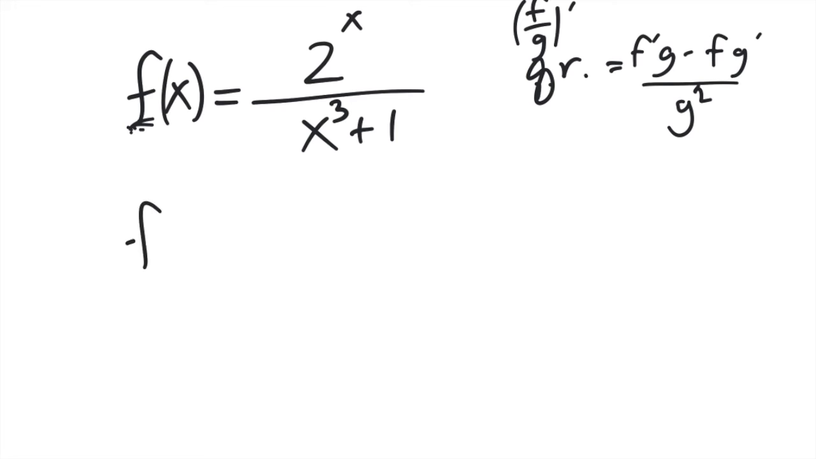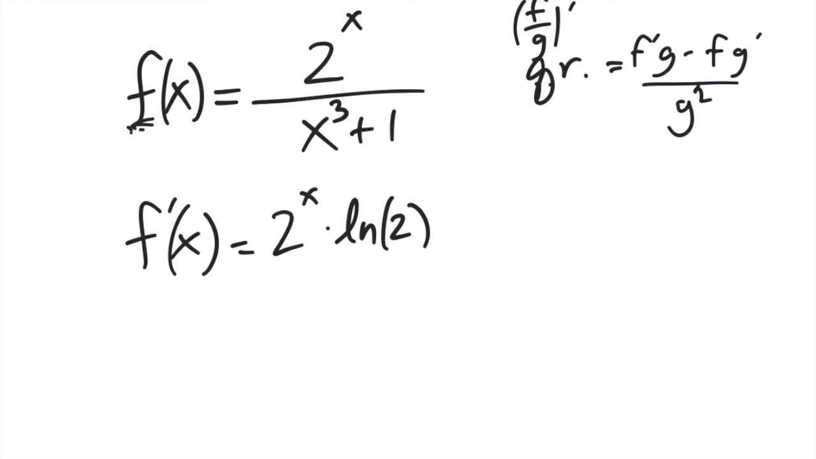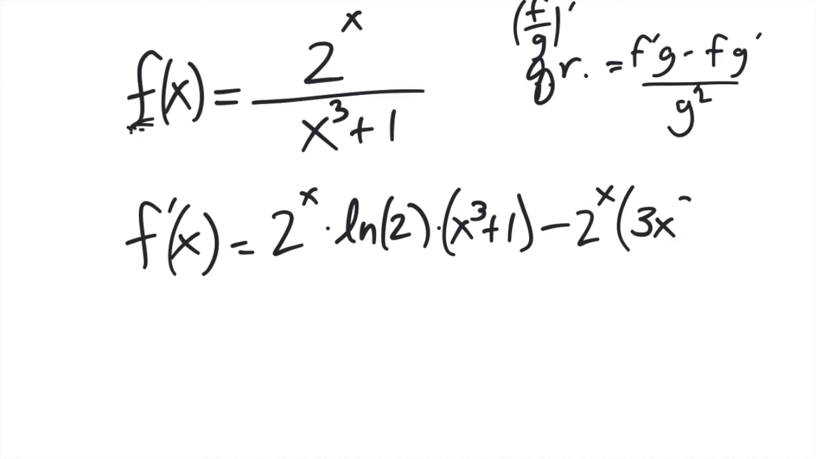But when you're taking the derivative of this thing, you should have the derivative of the top. Remember, the derivative of the top is 2 raised to the x times the natural log of 2. Don't forget that natural log of 2 in there. And so there's the derivative of the top times the bottom. Don't forget parentheses. Times the bottom minus the top. Just copy and paste the top. Times the derivative of the bottom. The derivative of the bottom is 3x squared.